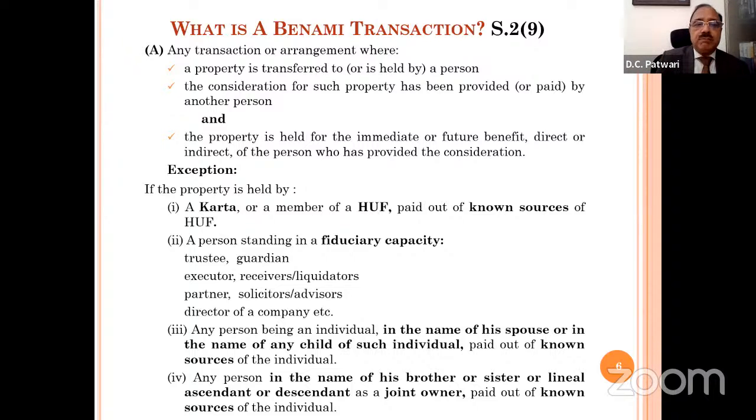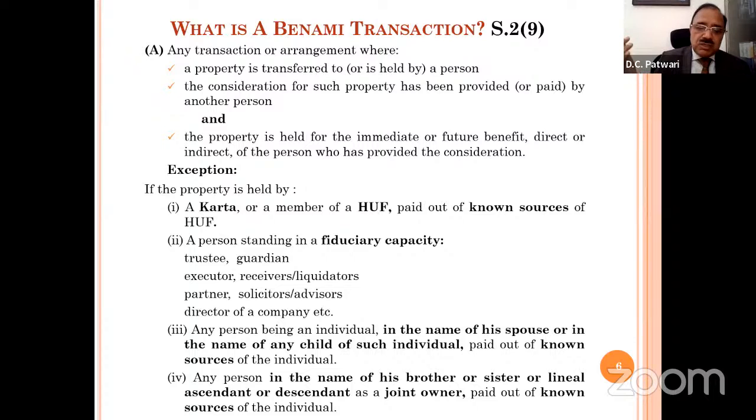But there is a difference between this and the relatives. Like if it is in the name of brother or sister or lineal ascendants or descendants, then it has to be in joint ownership, out of known sources of the individual. That is required. So the basic distinction between 3 and 4 is, in the case of spouse and children, if the property is in the name of spouse and children alone, it will still not be treated as Benami. But in the case of brother, sister, parents, lineal ascendants or descendants, it has to be joint ownership. If it is in the individual's name, then this will be considered as Benami.